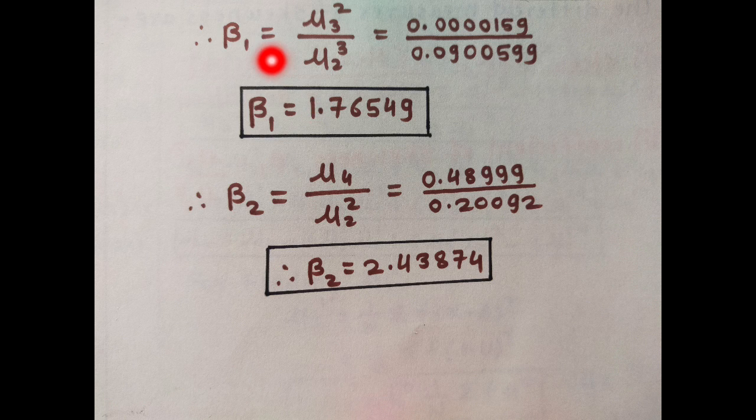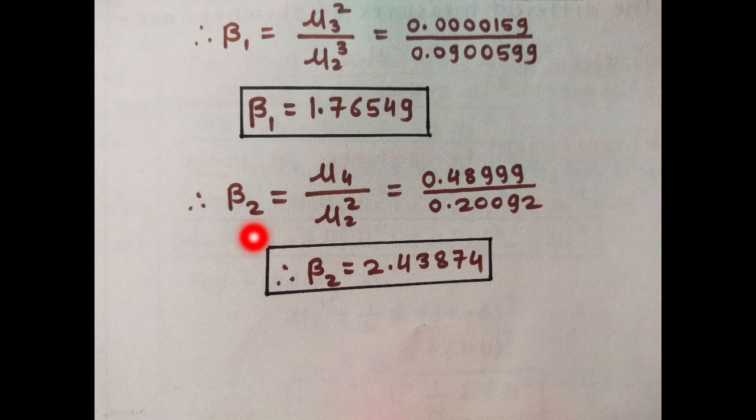After finding the values of mu1, mu2, mu3 and mu4, we can find the coefficients beta 1 and beta 2. Here beta 1 is the coefficient of skewness and beta 2 is the coefficient of kurtosis. Beta 1 is equal to mu3 square upon mu2 cube. If we put the third central moment value and second central moment value, then we get beta 1 is equal to 1.76549.